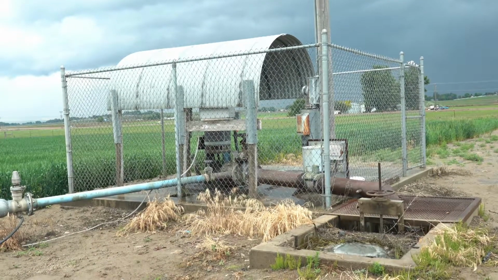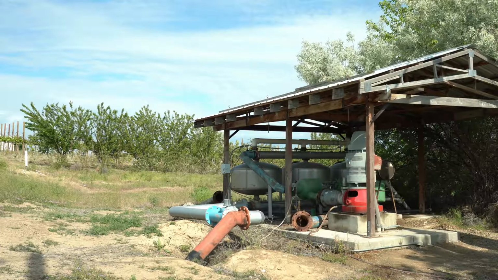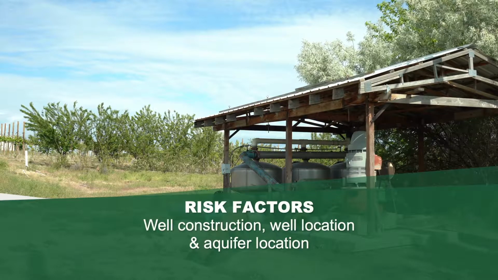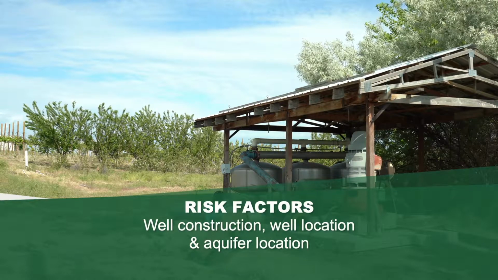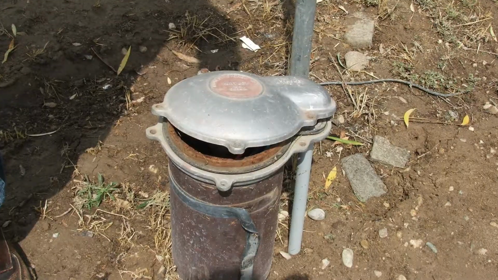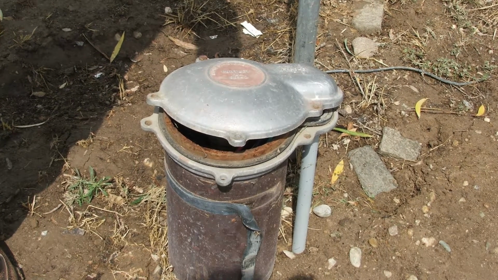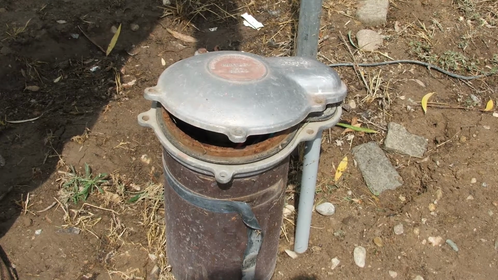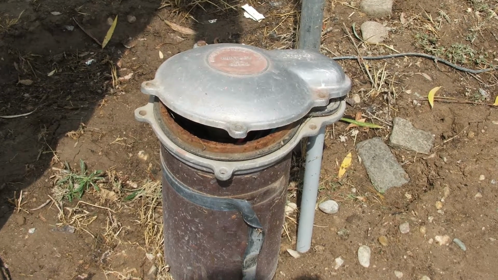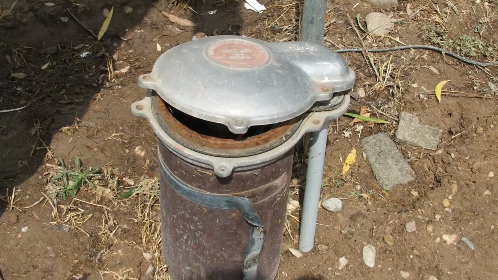Although if a well is not maintained properly, the risk can be higher. Risk factors include well construction, well location, and aquifer location. For example, if a well is missing the well cap, it's essentially an open water source because it's open to the environment. Therefore, birds, rodents, and other contaminants could reach the aquifer.